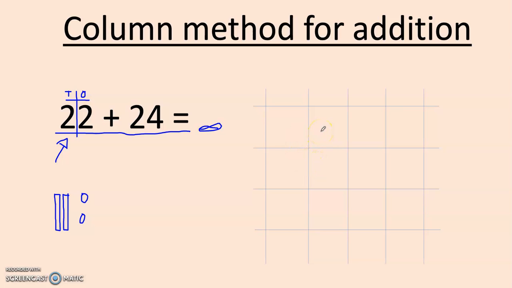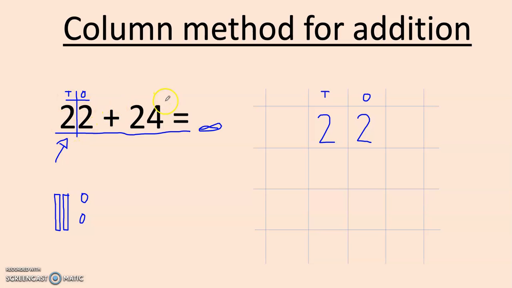Now it's really important for me that all of our work is kept nice and neat and tidy, so I always say one number for one square. So I'm going to put my 22 into my boxes over here. One number, one square. And again, I'm going to label them for my tens and for my ones.